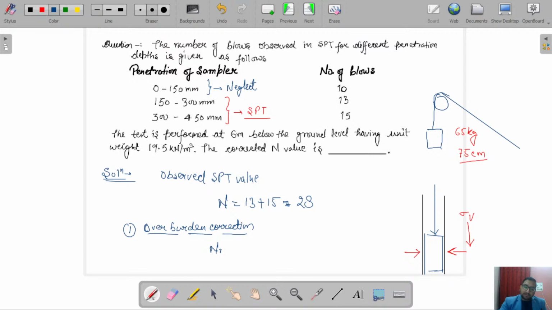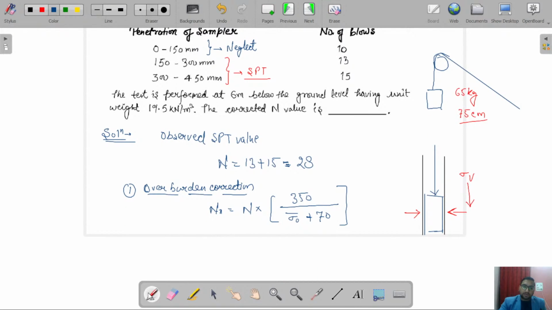So our corrected N, N1, is N into 350 upon sigma naught bar plus 70. Now what will be the effective stress at 6 meter depth? What will be the value of sigma naught bar at 6 meter depth? It will be equal to gamma into Z. Gamma value is given as 19.5, into Z value 6, which is equal to 117.